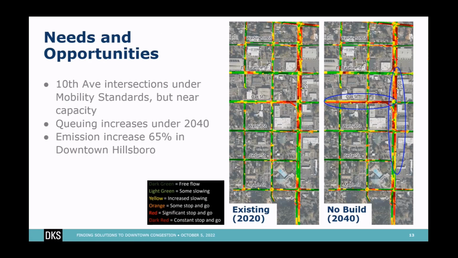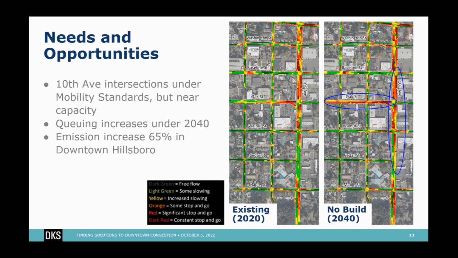And so when we were starting to look at the needs and opportunities for this area, one of our first findings was really that with the new forecasts, so Randy mentioned, we're constantly updating based on updates to the regional travel demand model. With the newest model, we were able to show that the intersections on 10th Avenue could meet mobility standards in the future. So there's not necessarily that need for that big blowout project to expand the roadway as was identified with the previous model. But it is still near capacity and there are still some queuing challenges when you start to look at the 2040 conditions.